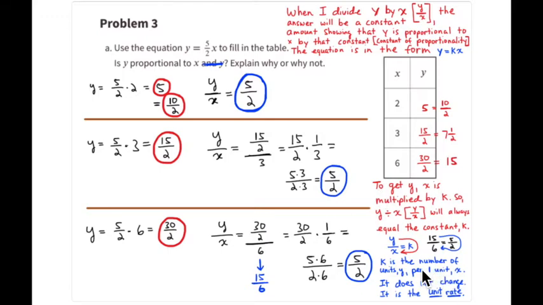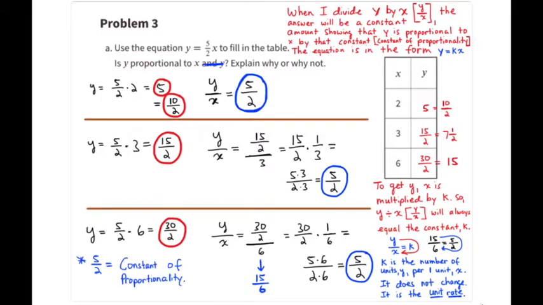So k is the number of units of y, the total amount of y per single unit x. That's what happens when you divide something by x. That's telling you how much there is per 1 unit. And that's always going to be k. It does not change. It is called the unit rate. How much do I have per unit x? That unit rate is also called the constant of proportionality. In this case, it's 5 halves.